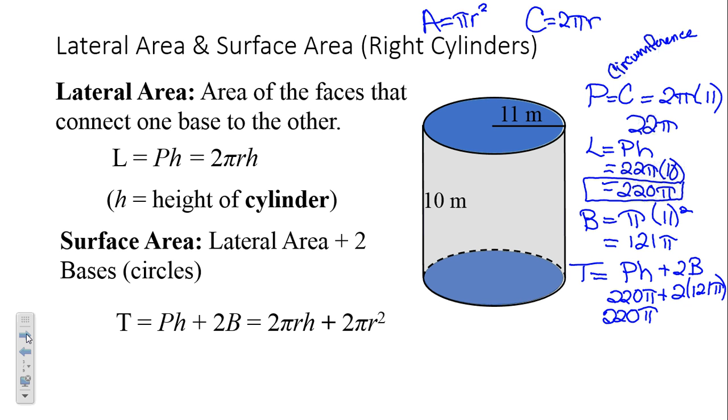Plus, what's 121 times 2? Sorry, 242. So 242 pi. 220 plus 242 is a total of 462 meters squared. If you prefer to multiply that pi in, and you've done so along the way, you'll end up with 1,451.5. So if you wanted the real answer, you just take that from the base pi. Right, if you want to see it as a decimal.